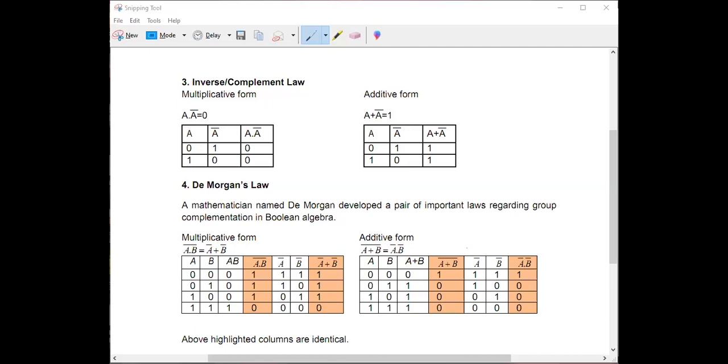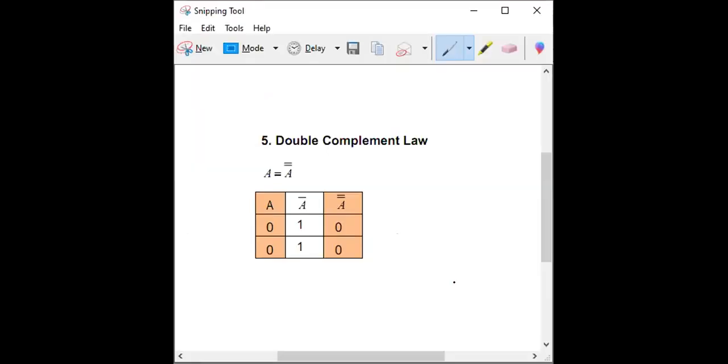Next one, the double complement law. I'll share that. Take this down. So a equals a dash dash. So the dash dash you can cut. The dash of the dash is cancelled, so a is a, right? Take it down also.